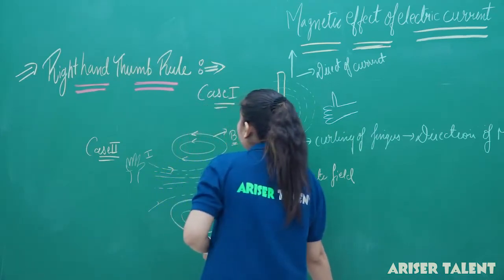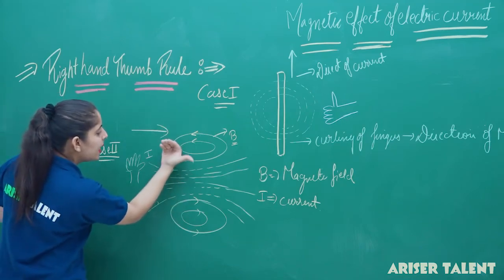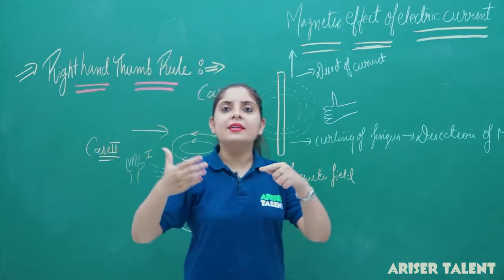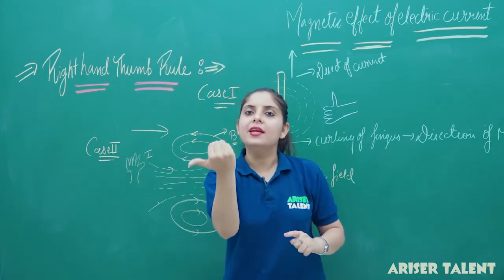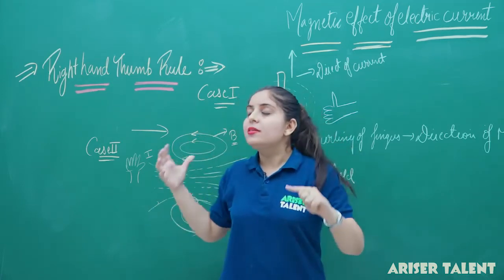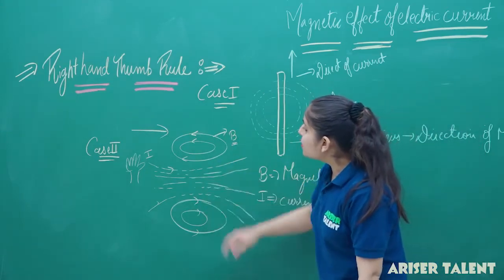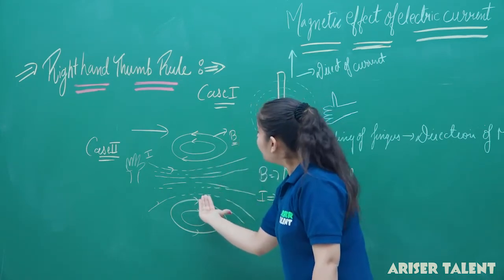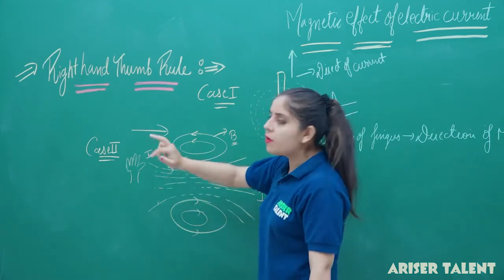So I can say that if I am holding the conductor like this, then the direction of the current will be in this manner. And since we are holding like this, the direction of the magnetic field will be like this. So this is the magnetic field and this is the current. If I hold the conductor like this, this will be the direction of the magnetic field and this will be the direction of the current. So this is a very simple rule which gives you the direction of both. In the case of the circular coil, if I am holding the conductor like this, then this will be the direction of the magnetic field and this will be the direction of our current.